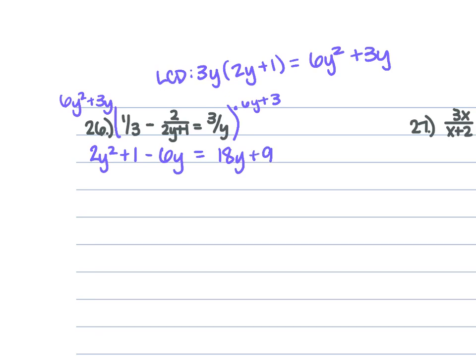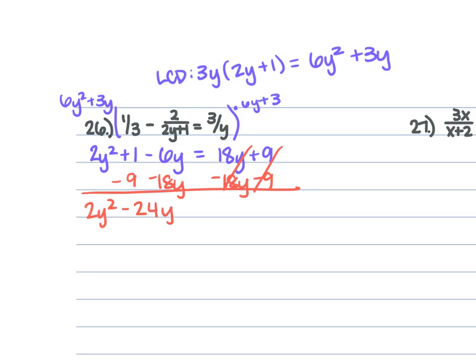Okay, so we're going to move everything over to get this set equal to 0. We're going to subtract the 18y from each side. We're going to subtract the 9 from each side. Write it in standard form. So 2y squared. Then you have the -6y minus the 18y is going to give us -24y minus 1 minus 9 gives us the -8 is equal to 0. So from here, our A is 2, our B is -24, and our C is -8.